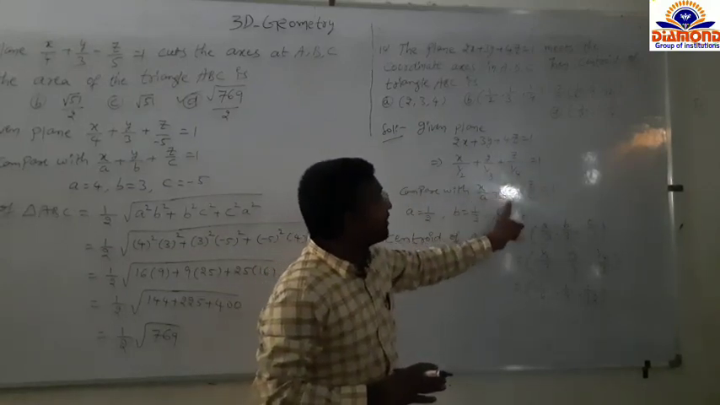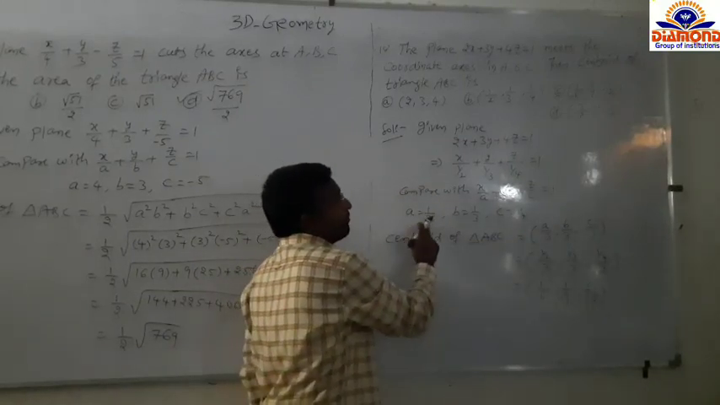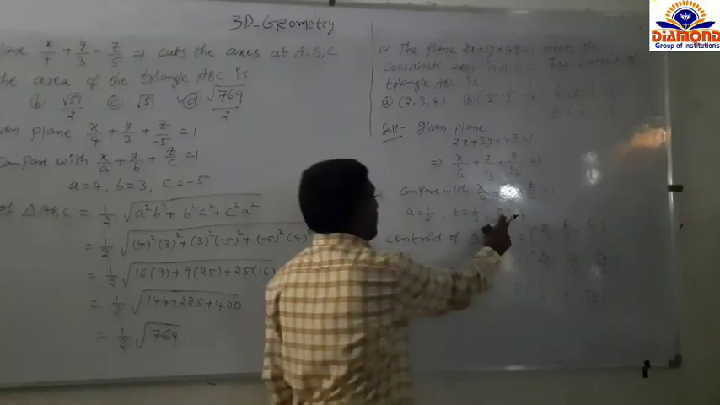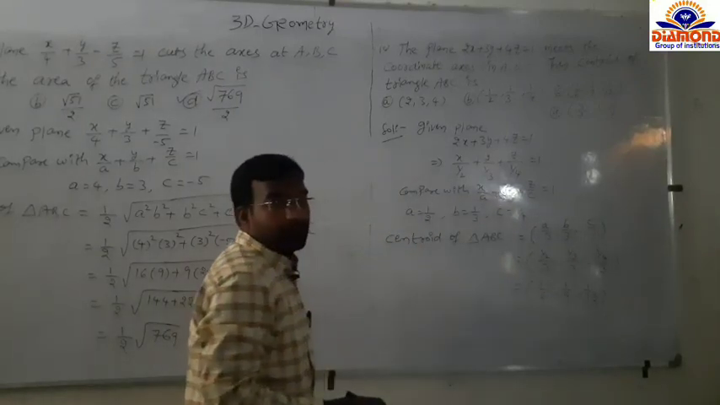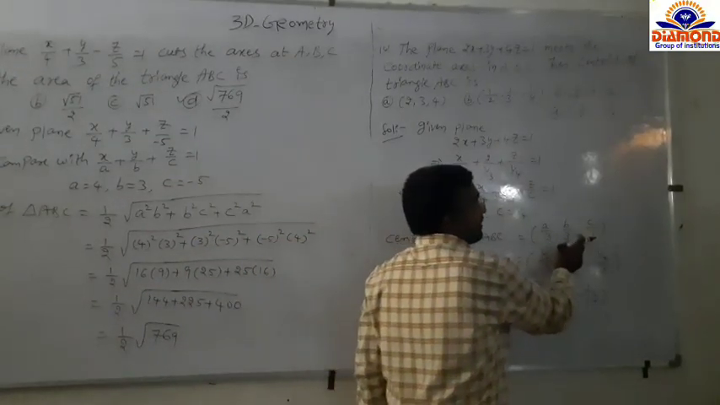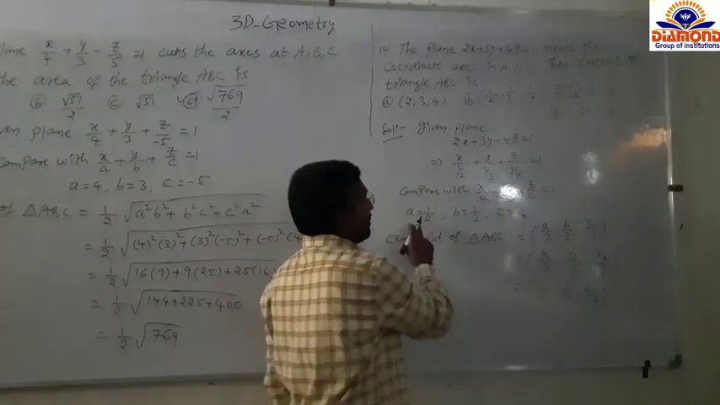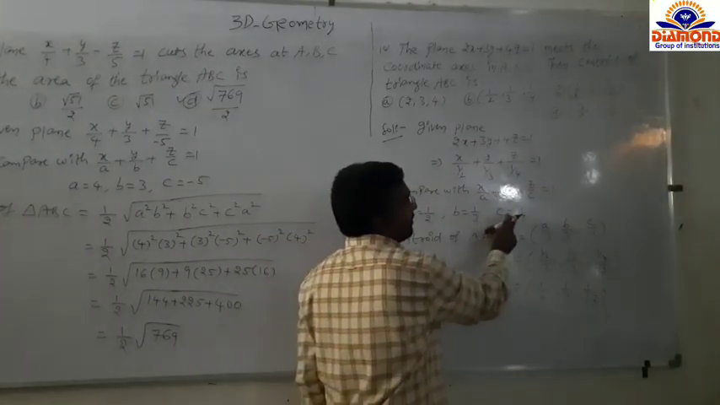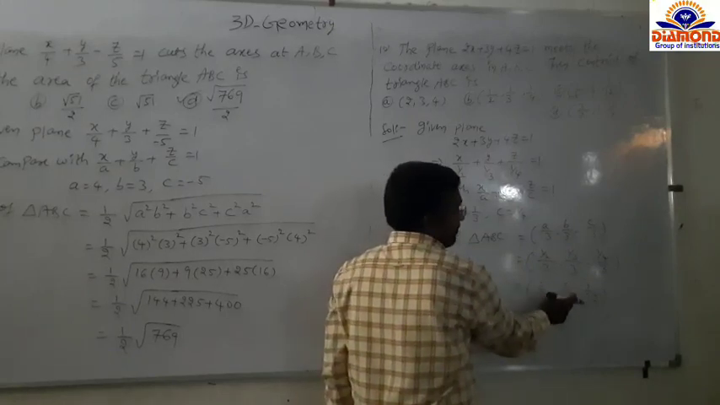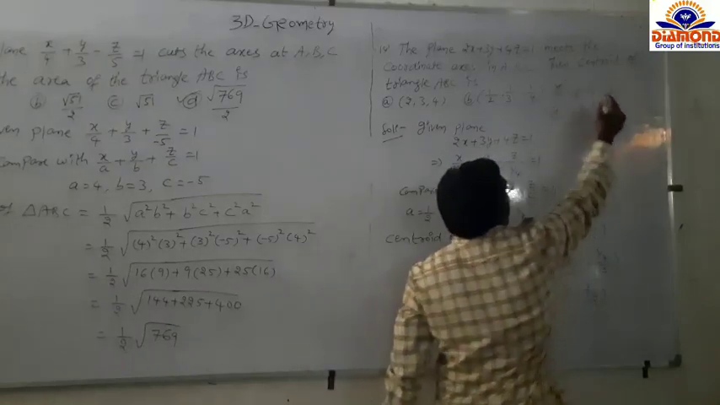Which is in the form of x by a plus y by b plus z by c equal to 1. So a value is 1 by 2, b value is 1 by 3, c value is 1 by 4. What is the centroid of a triangle formula? Centroid of triangle ABC equal to a by 3 comma b by 3 comma c by 3. Substituting a as 1 by 2, b as 1 by 3, c as 1 by 4, you get 1 by 6 comma 1 by 9 comma 1 by 12. So the option is C.